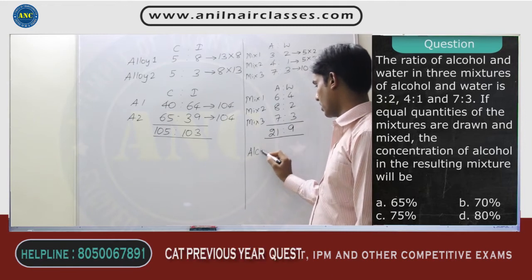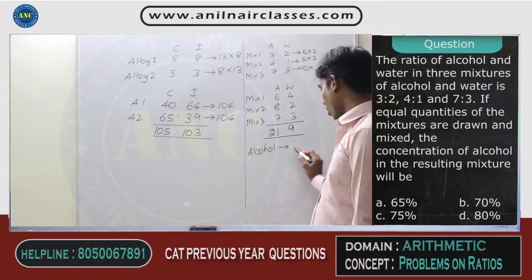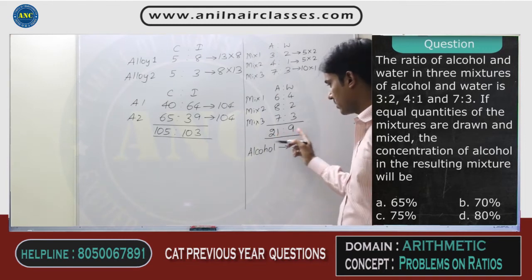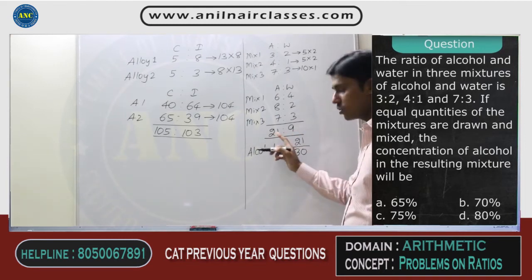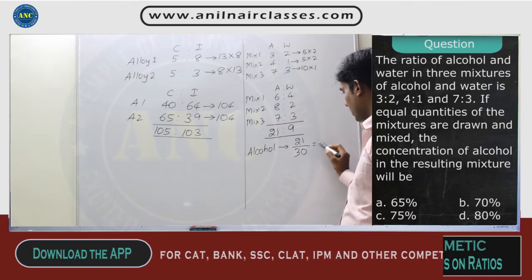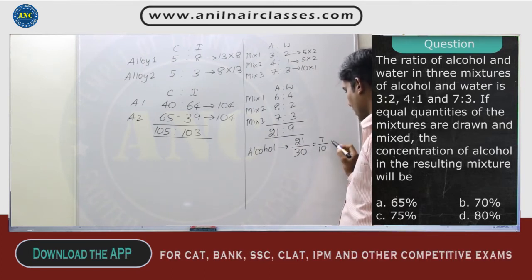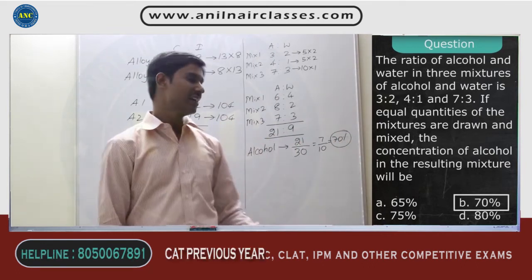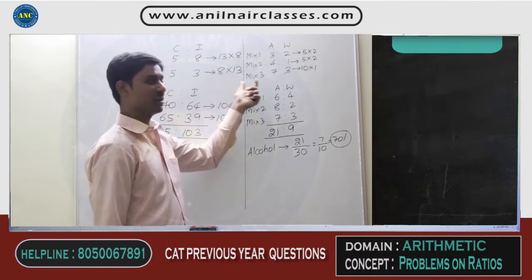Alcohol concentration is out of total 21 plus 9, that is 30. Out of total 30, 21 parts belong to alcohol. So 21 by 30 is nothing but 7 by 10, which is nothing but 70%. Concentration of alcohol in the resultant mixture is how much? 70%.